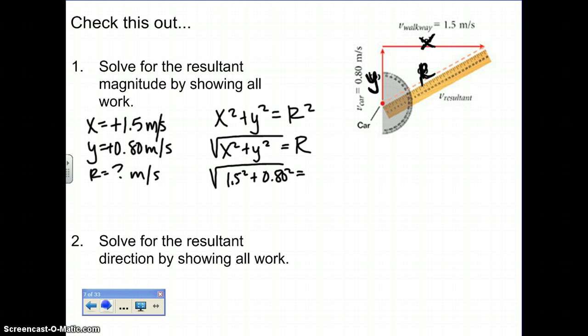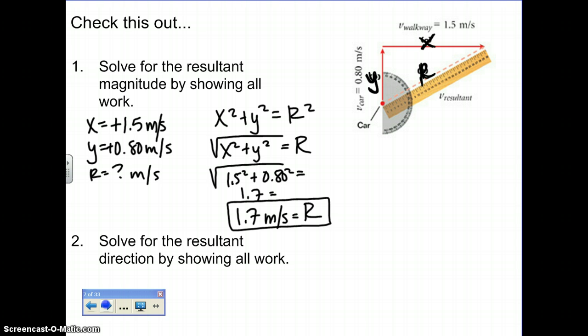So in your calculators, we have 1.5 squared plus 0.80 squared equals. Put that in your calculators. 1.5 squared plus 0.80 squared. That should come out to be roughly 1.7. 2 sig figs in your final answer, so 1.7 meters per second equals your resultant.